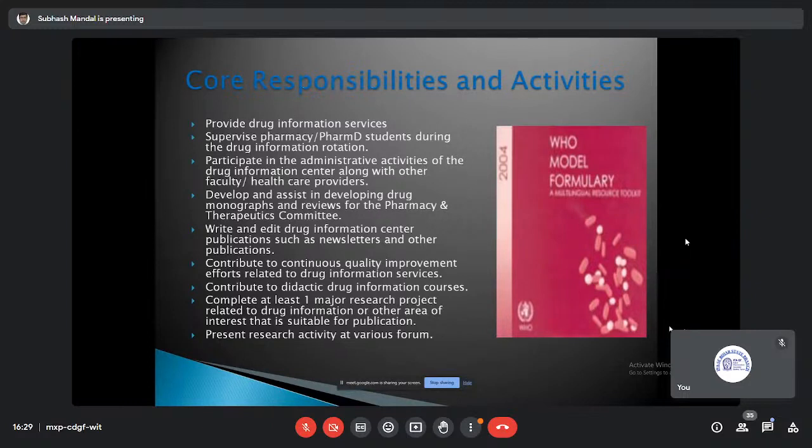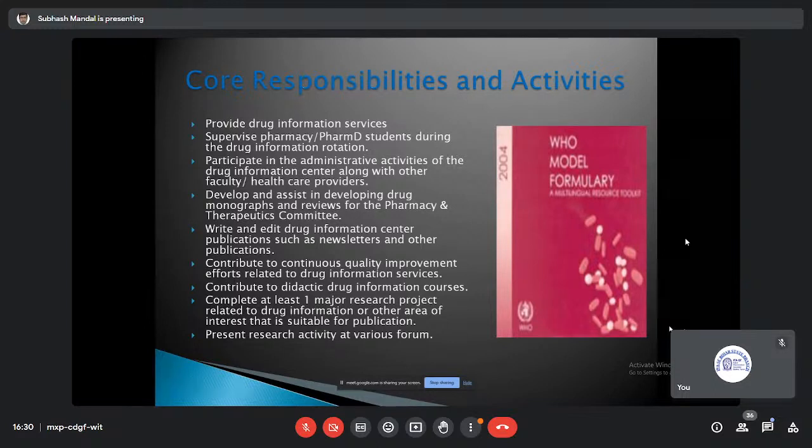They are required to participate in administrative activities with other counterparts in their healthcare setup, to develop and assist in developing drug monographs and reviews for the pharmacy and therapeutic committee. Dr. Gupta has already mentioned the drug formulary. Here is a picture of the WHO model formularies. That is also available. It's a small book from where you can get the references. There are some other formularies. Dr. Gupta has already mentioned the National Formulary of India, and one more book, the BNF, British National Formulary, is also an authentic resource.